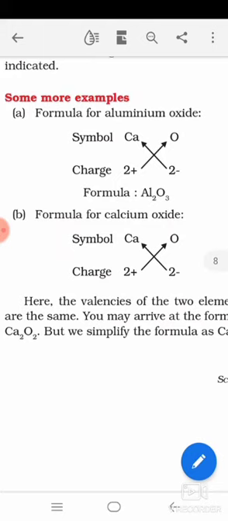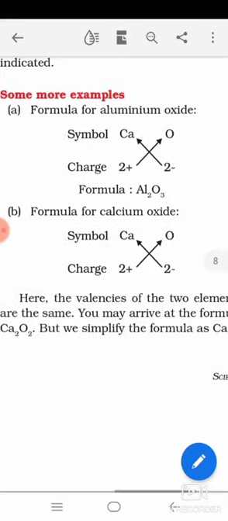How can we write? Again, examples: aluminium oxide. Here the provided symbols are wrong. Aluminium oxide means the symbols are aluminium Al and oxygen O, not calcium. Here it is denoted Ca, that is wrong. Aluminium is Al. And the charges: aluminium has a 3 plus charge. Please correct it. Oxygen has 2 minus itself, and we are going to cross multiply.